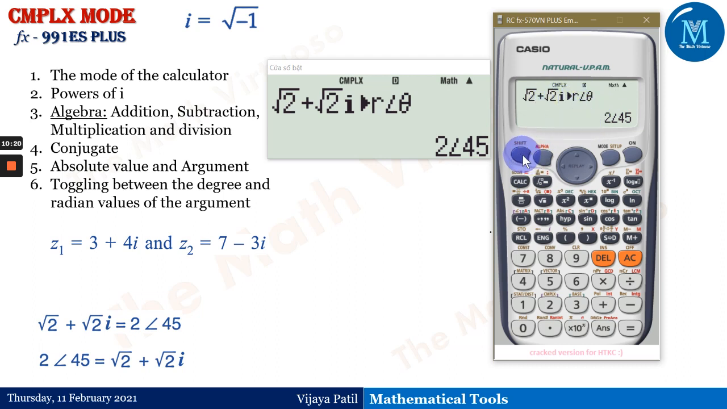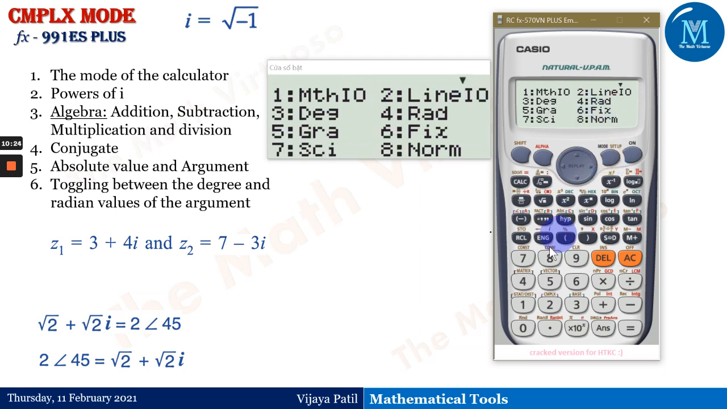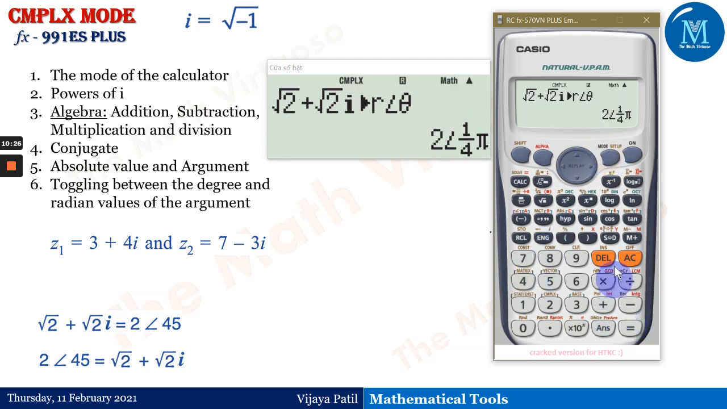Again, if I want to toggle between them, shift mode. Presently it is in degree mode, so 4, I have got it: 2, and this is 1 by 4 times pi, that is pi by 4. So we have got the angle in radians. Before it was in degrees, 45 degrees, and in radians it is pi by 4. This is how you can toggle between these.